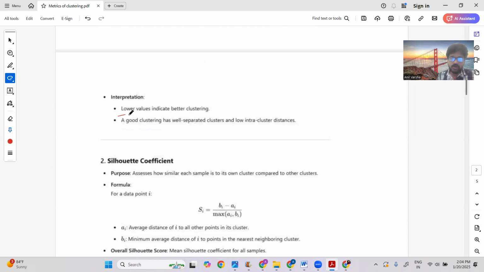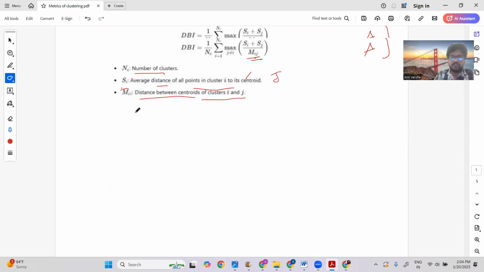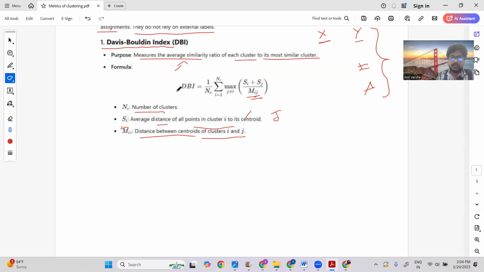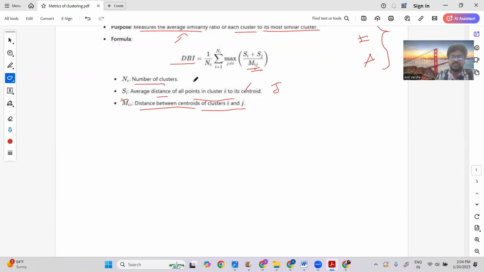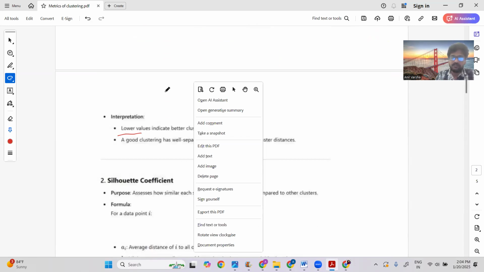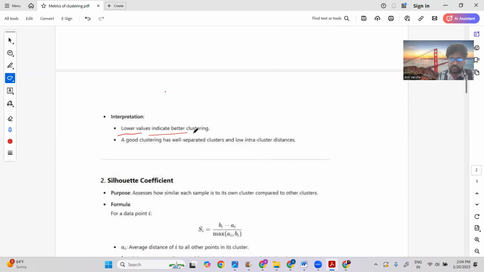Interpretation: if the DBI, the Davies-Bouldin index, is lower, then it is optimal. It indicates better clustering, with well-separated clusters and low intra-cluster distances. Not inter-cluster distances, but intra-cluster distances, meaning data points are dense together. There will be a lot of densely collected data points.